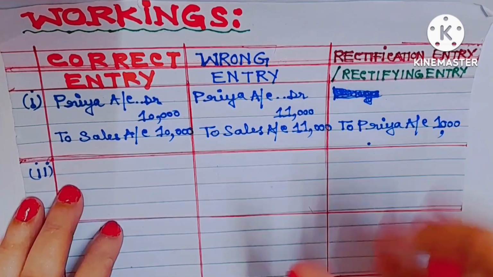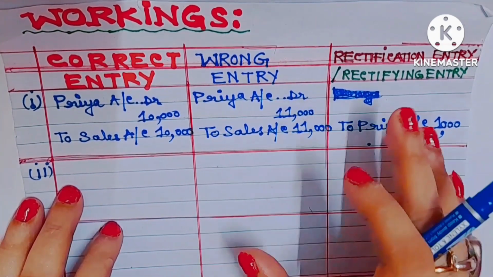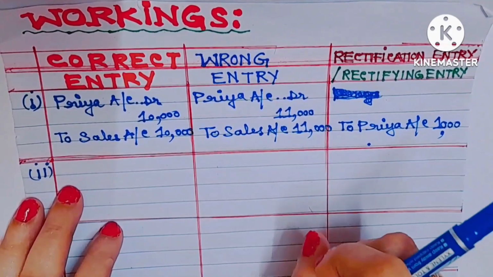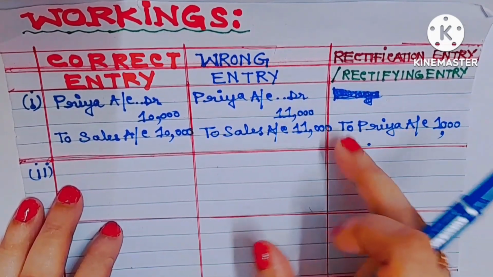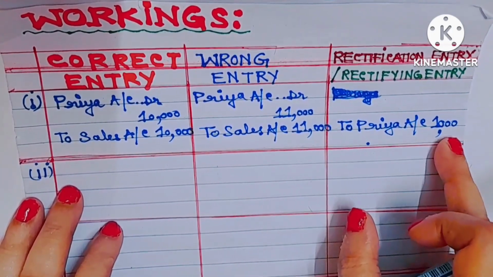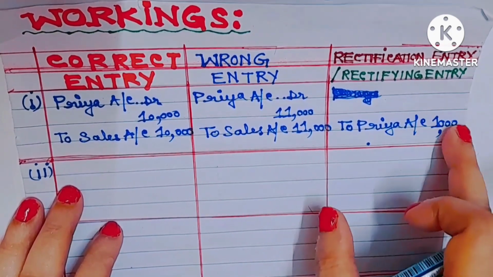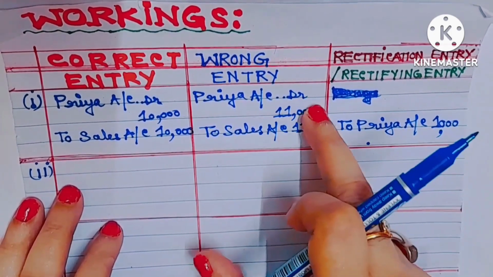আমাদের 1,000 decrease করতে হবে. But this is not maths. So 1,000 আমি decrease কি করে করব? Just reverse the entry. To Priya account 1,000. Understood? Why 1,000? Because 1,000 has been recorded more.